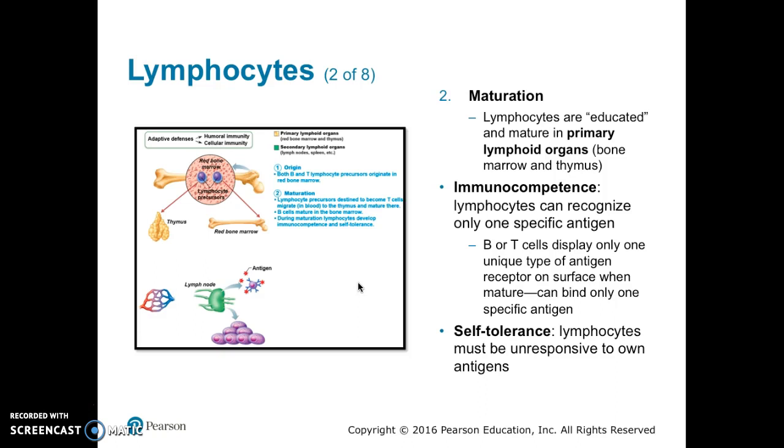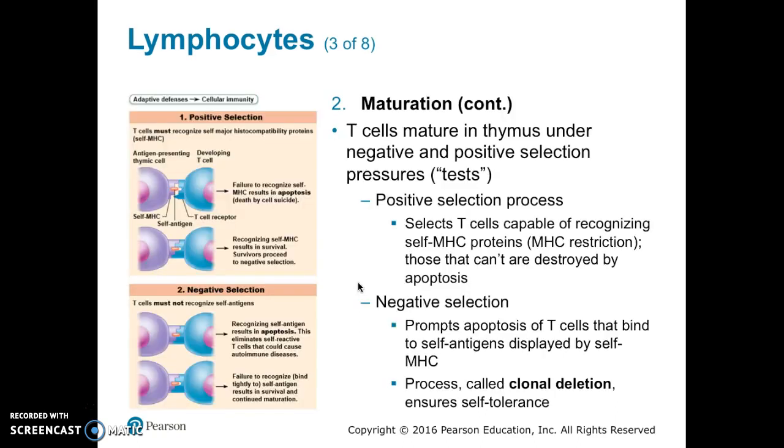Immunocompetence is when the lymphocytes can recognize only one specific antigen. B or T cells display only one unique type of antigen receptor on their surface when they are mature, allowing them to bind to only one type of antigen. Self-tolerance means that lymphocytes are unresponsive to the body's own antigens. The T lymphocyte maturation occurs under positive and negative selection, as seen in Figure 21.9.